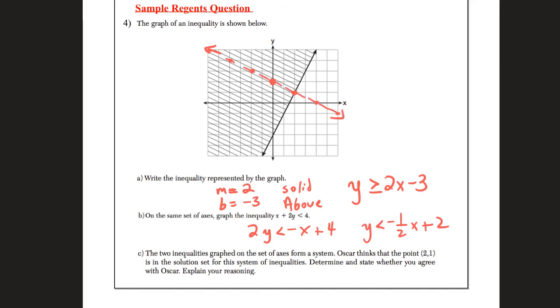And I'm going to shade below. It's dotted because it's just less than. There's no less than or equal to. And it's shaded below because it is saying less than. You could label it, if this isn't technically a system because they gave you the original one, it wouldn't hurt to label it, but you didn't have to here.